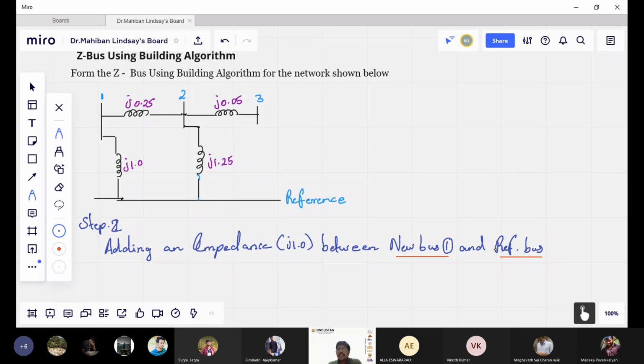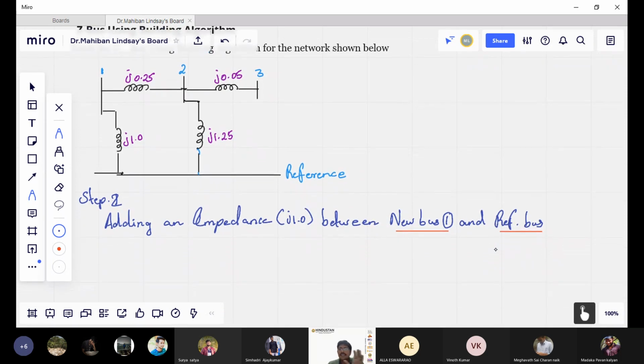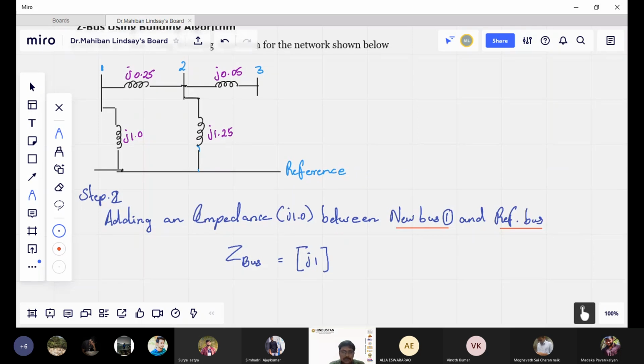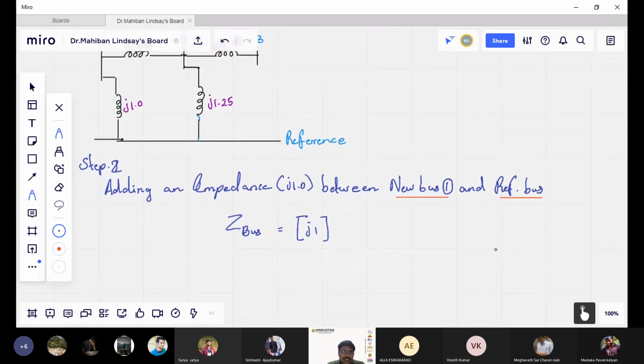Right. So if we are adding the new bus and a reference bus, we can take the value as it is as a bus matrix. Therefore, my Z bus, I can write Z bus is equal to, right. Therefore, this step 1 is over. Now we can add, that is step 2.